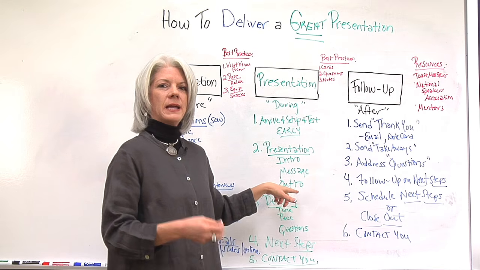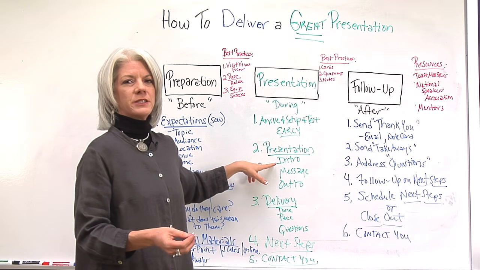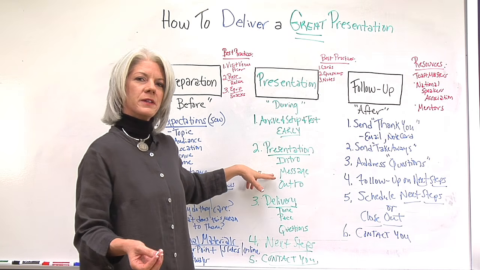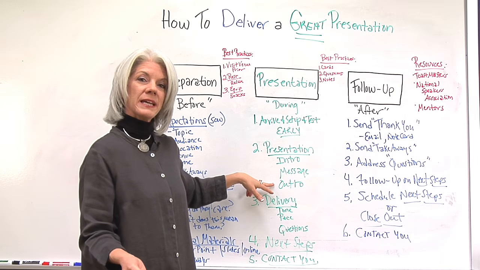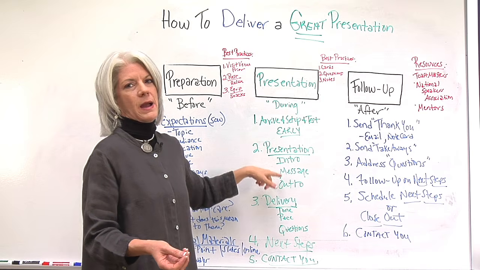And then the outro. How are you going to wrap it up? So you basically tell the audience what you're going to tell them. You tell them through your message, and then you tell them again what you told them in your outro. So you introduce it, you say it, and then you wrap it up.